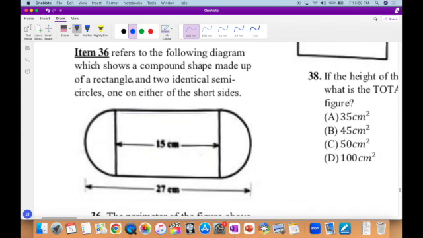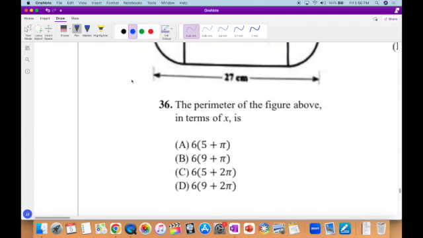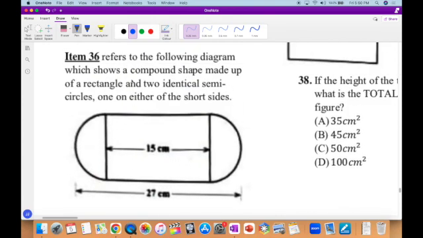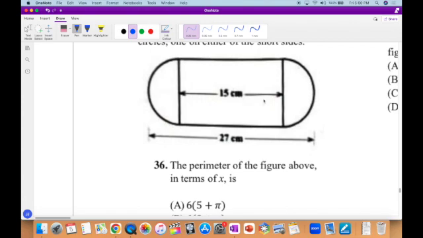Okay, so item number 36. This question seems to have some typographical errors in it. So please forgive us if you got this one or you couldn't figure this one out. But let's just check it out, right? Now, item number 36 refers to the following diagram, which shows the compound shape made up of a rectangle and two identical semicircles, one on either of the short sides.